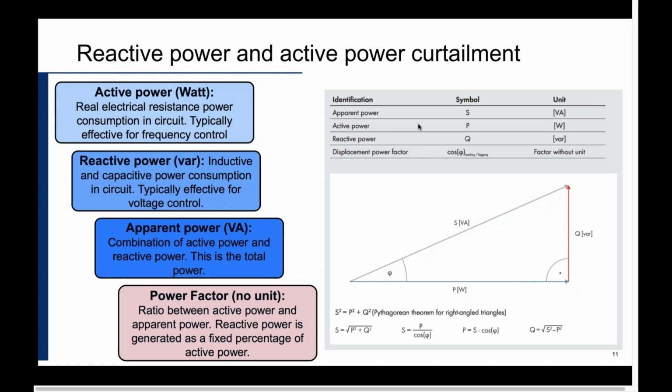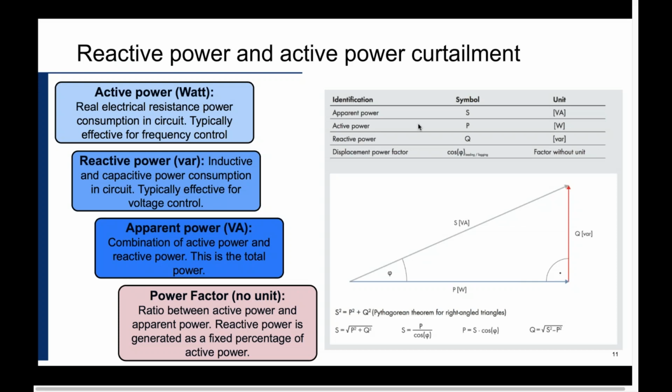The combination of these two becomes a vector sum and becomes apparent power. The most typical way to describe all three is the power triangle on the right. As you can see, the x-axis is active power and the y-axis is reactive power. They are mutually perpendicular to each other, and both of them vectorially add up to apparent power.